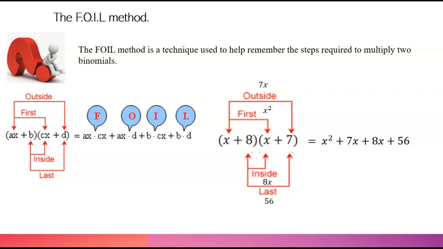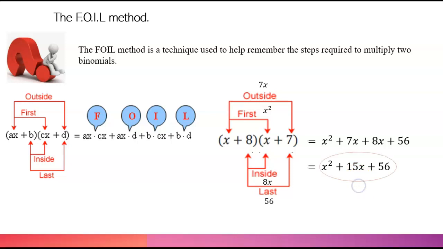Putting them all together, we'll have x squared plus 7x plus 8x plus 56. Here we can combine 7x and 8x, which equals 15x. So we'll end up having x squared plus 15x plus 56.